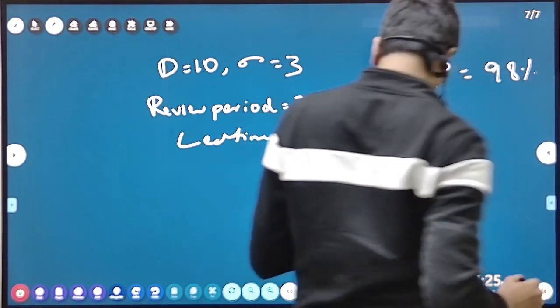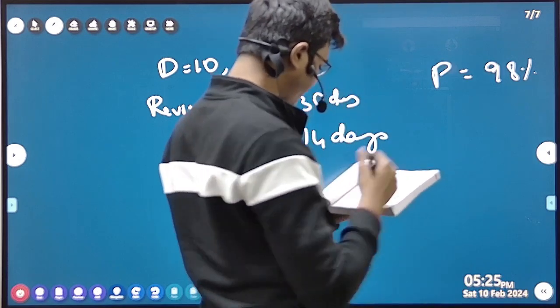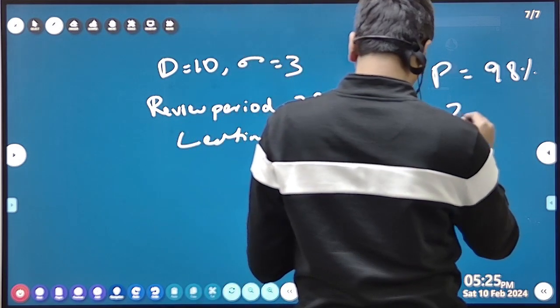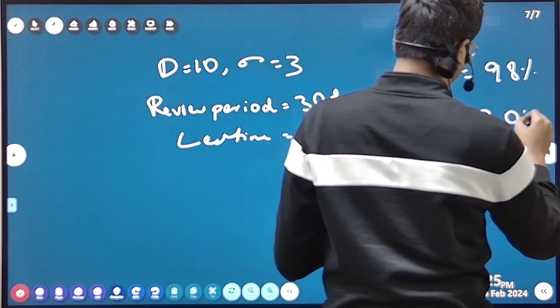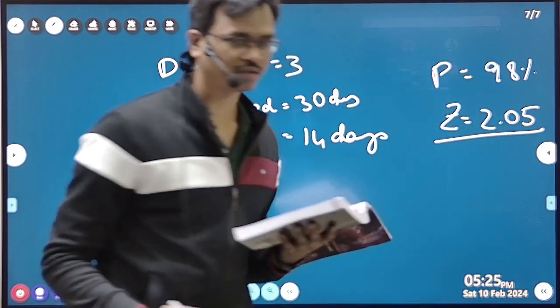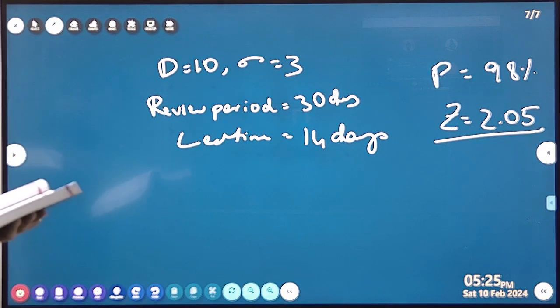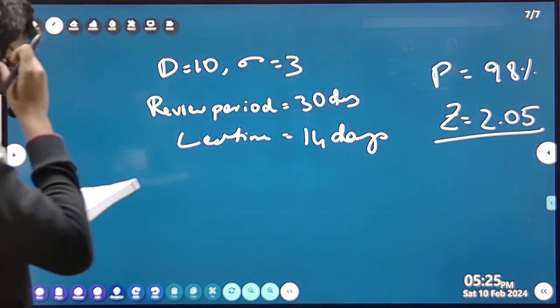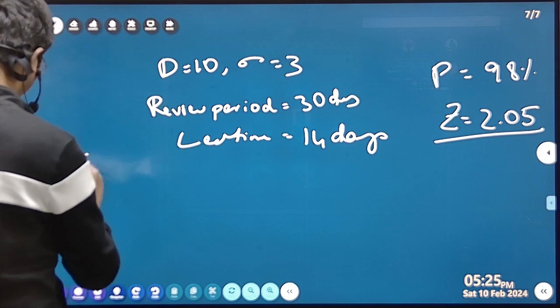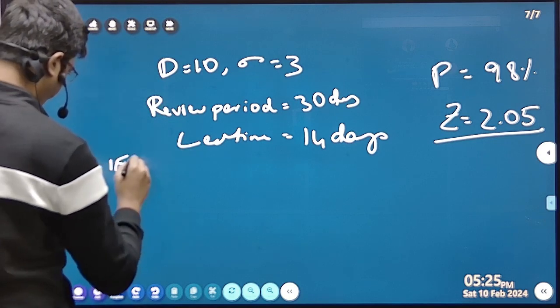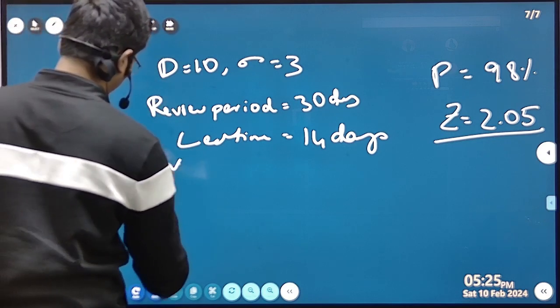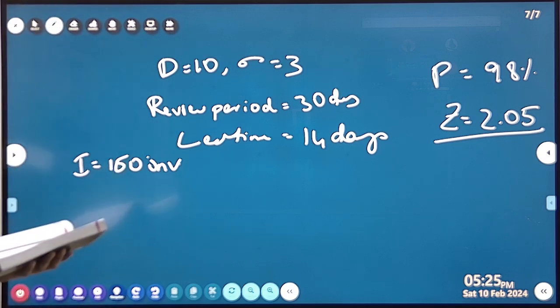For 95% we knew the value. So for 98% the value he has given for Z is 2.05. He has also given us one more piece of information: there are already 150 units in the inventory.